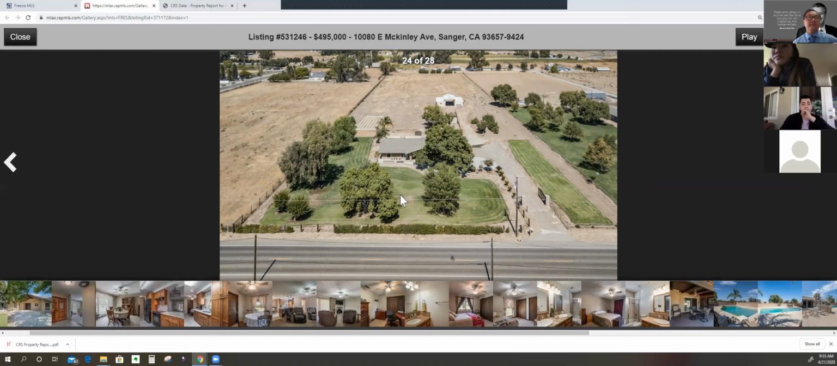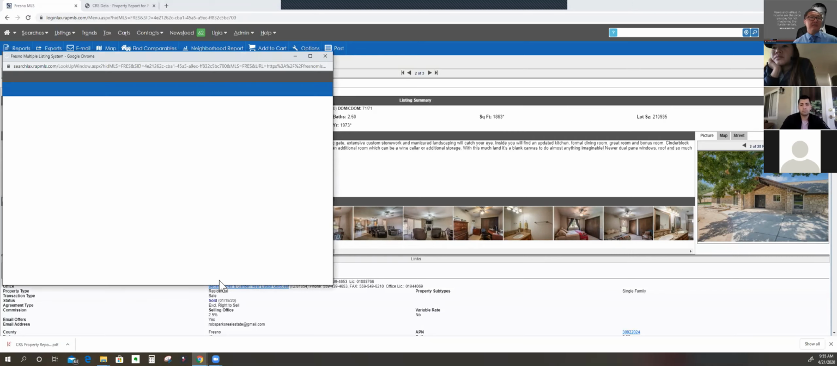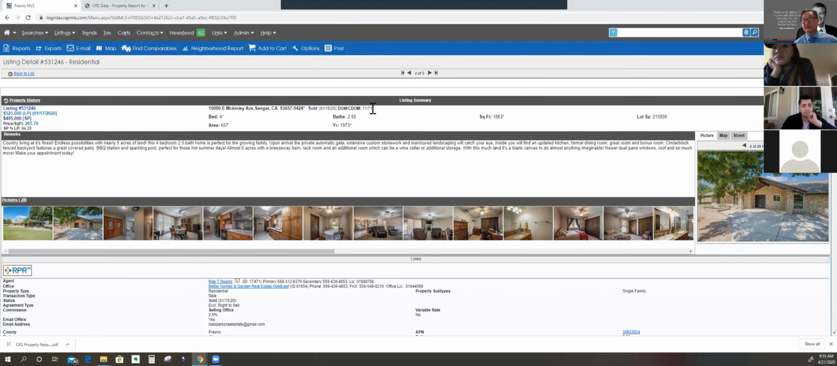A lot of times when you're dealing with a property that's very rural and there's not a lot of information, you may want to call the listing agent, like call Rob, and then ask him what the situation of the sale is. In his particular case, he sold it for a lot less than what he had it listed at. His days on market right here was 71.